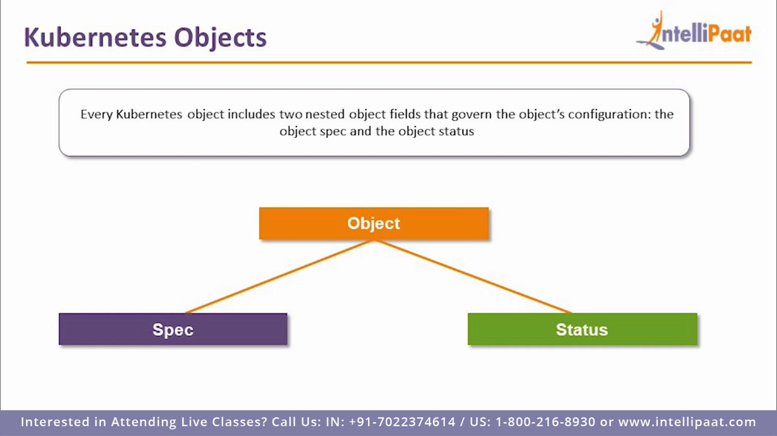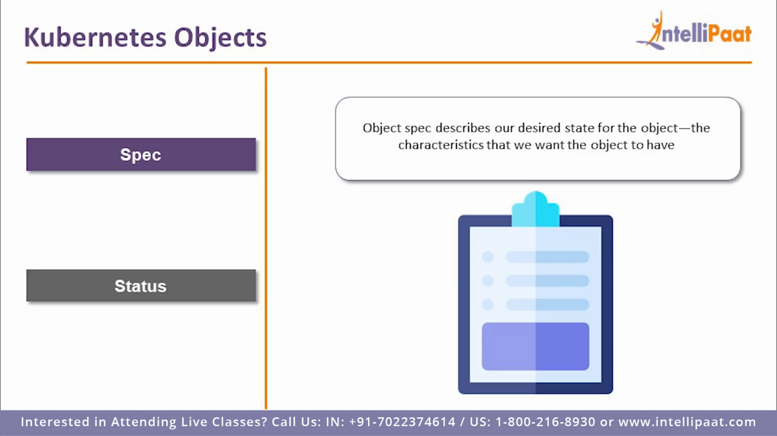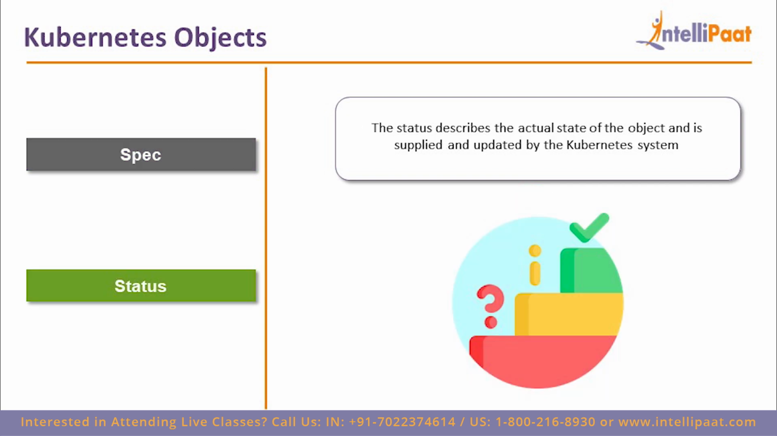Then every Kubernetes object includes two nested object fields that govern the object's configuration. First is the object spec, which is basically the specifications, and then there is the object status. Now let's dig into what these object spec and object status are. The spec describes the desired state of the object, the characteristics that you want to have in your cluster. Whatever state you want your deployment or pod to be in, you define inside the spec. In the status, you describe the actual state of the object, and this is supplied and updated by the Kubernetes system.